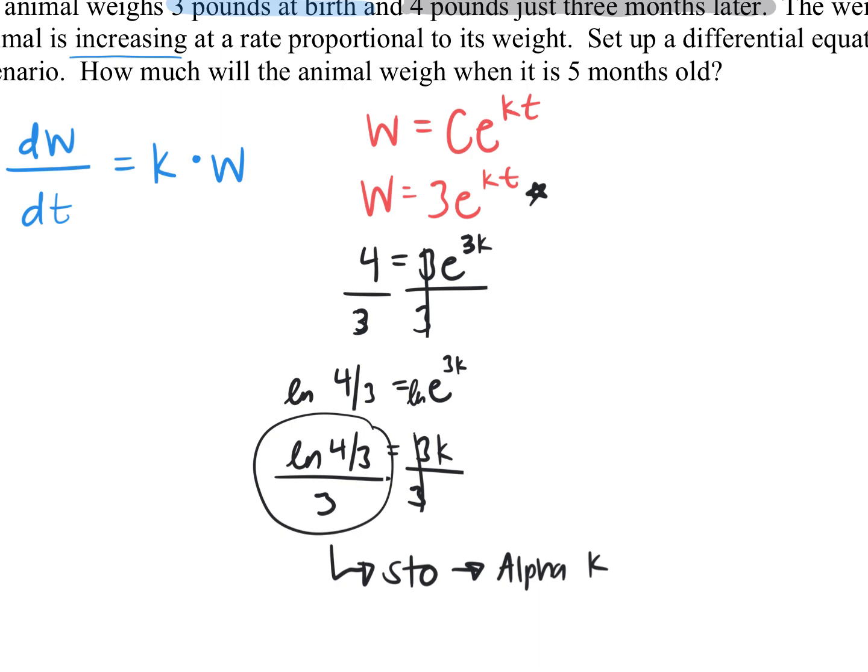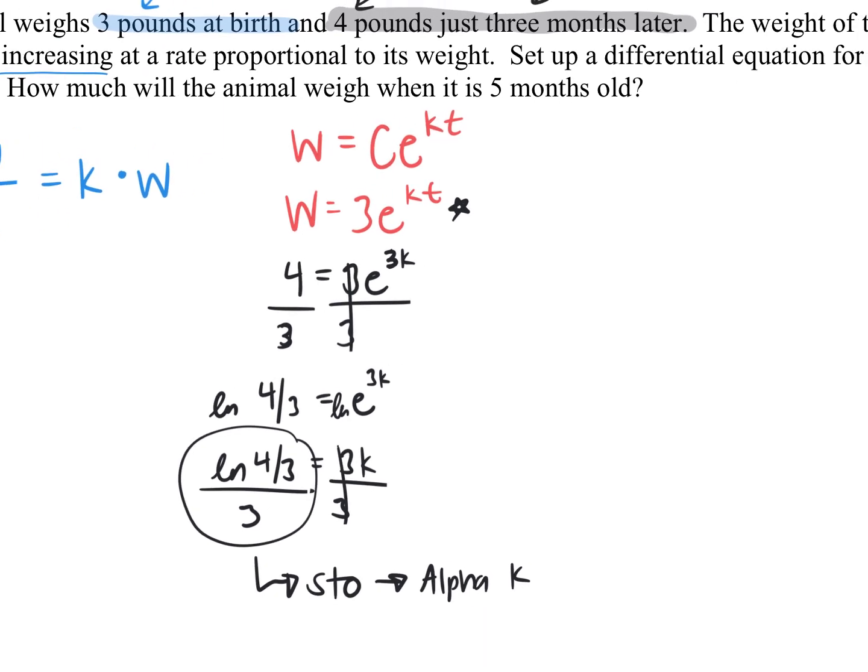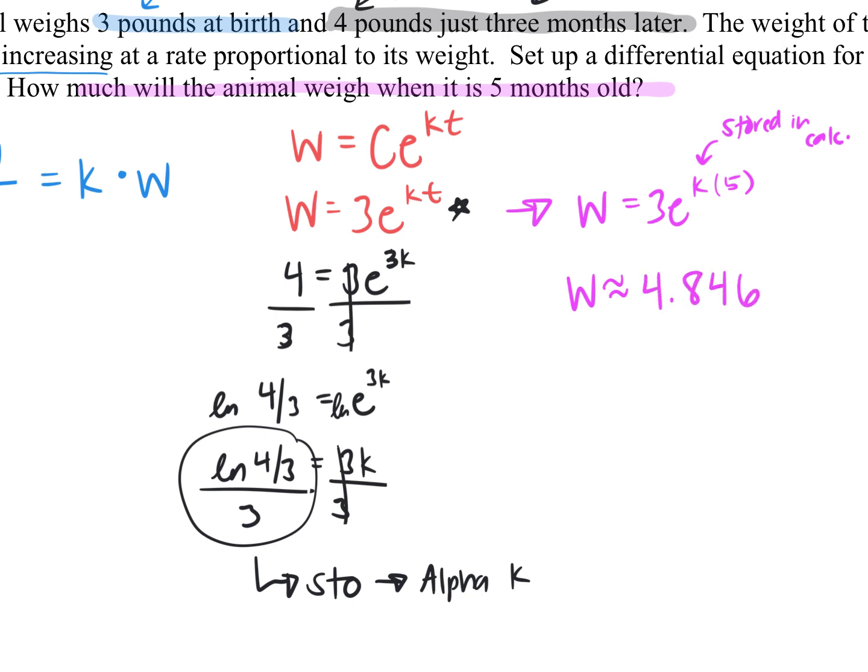All right, so now that we found K, we're going to go back and answer our question, because it asks us how heavy is the animal at 5 months old? So we can use our formula here, and we're going to find the weight when my time is 5. Again, this K is stored in our calculator, or we can type the entire decimal out, whichever one you want. It just saves you a few buttons to type. And then when you do that, you should get approximately, now at this point we can round because we're done with the question, 4.846.